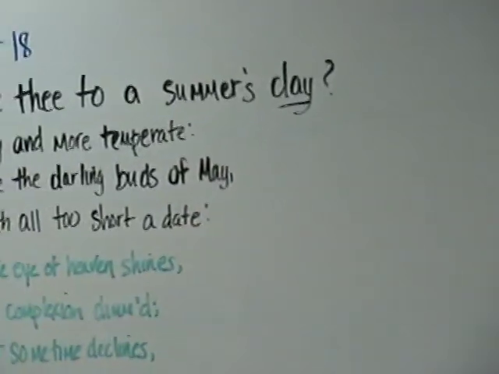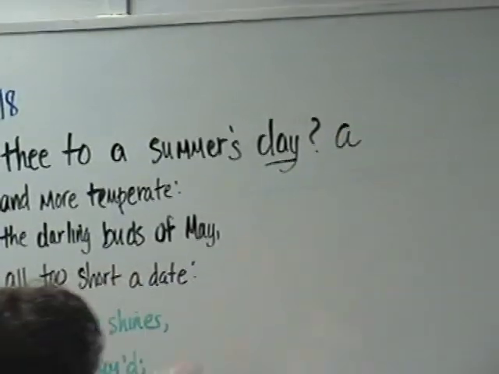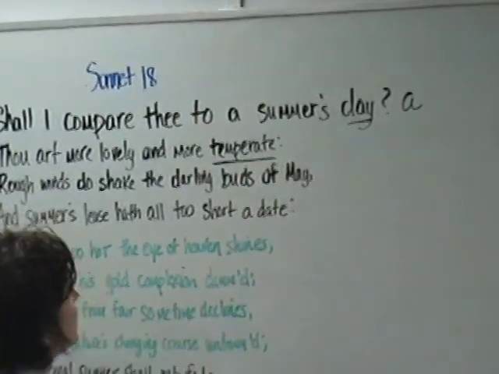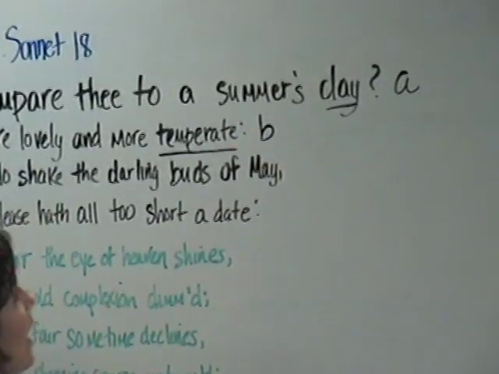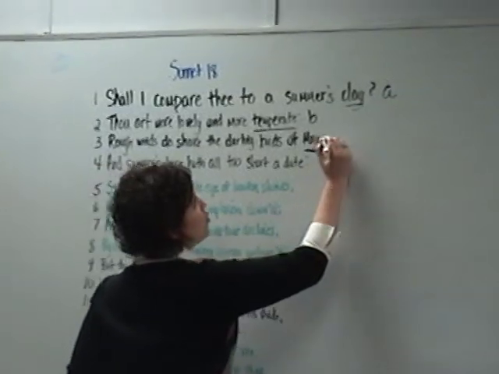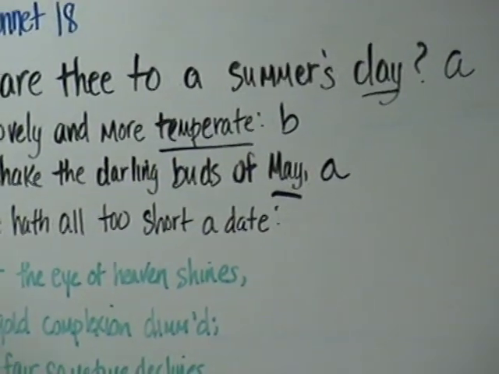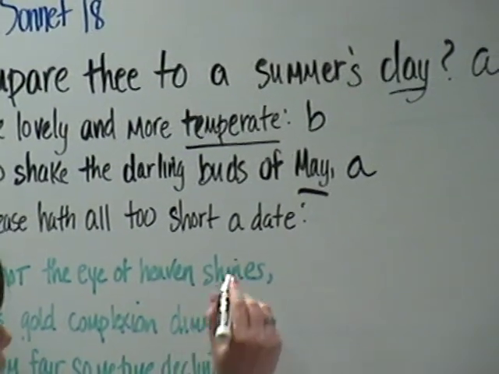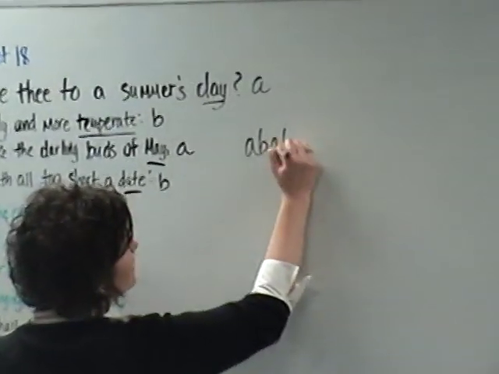Day. You assign it a letter in the alphabet. A. Next line is temperate. Temperate and day don't rhyme, so you assign it a new letter. May. May does rhyme with day, so you go back to the A. And date rhymes with temperate. Not really rhymes, it's more of a slant rhyme, but it counts. Date, B. So our first rhyme is A, B, A, B, which is exactly what it should be.